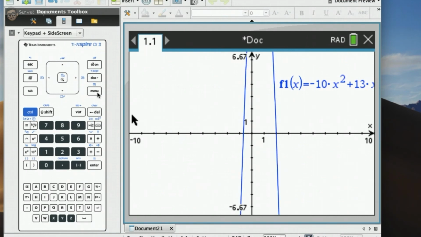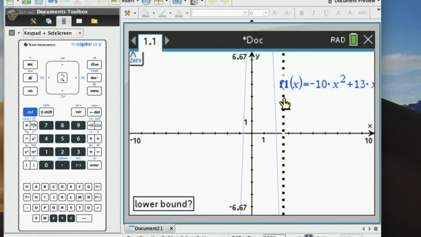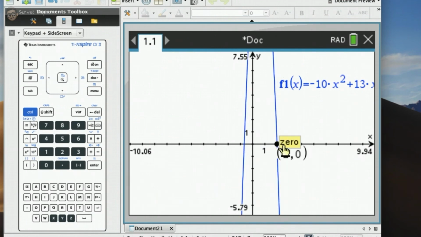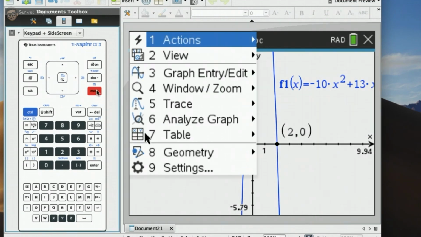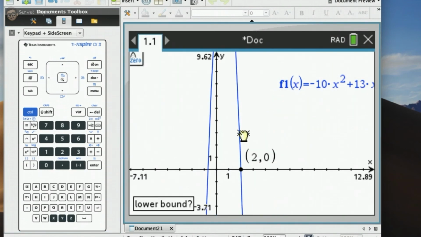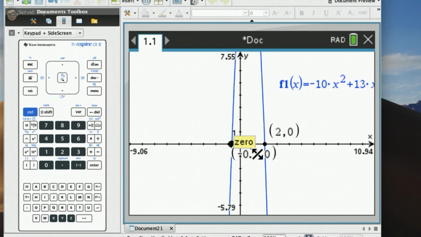So we will click on menu here, analyze graph, and I will select 0. And I'm going to approach to 0 and I will set the boundaries. So it's either 2. 2 is one solution. And I will again go to analyze graph and 0. And I will again set the boundaries here. Negative 0.7 is the other solution. So we have the same result as we found in factorized method.